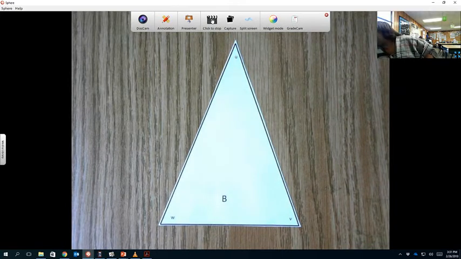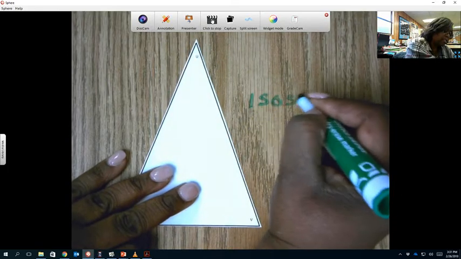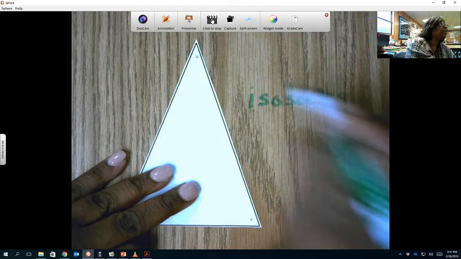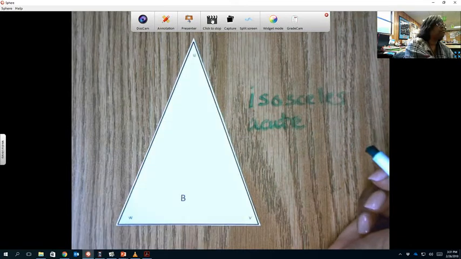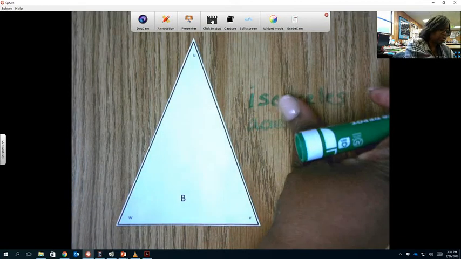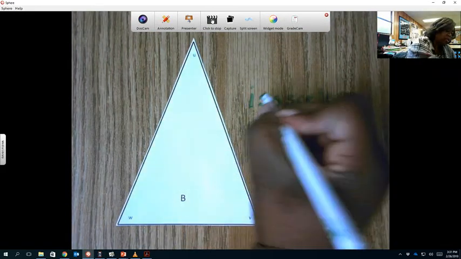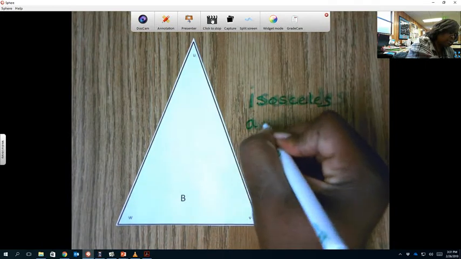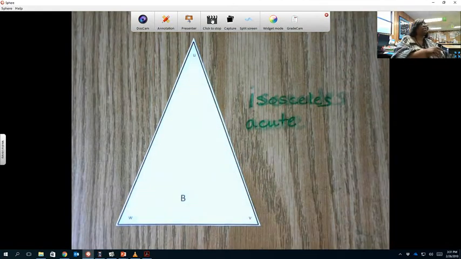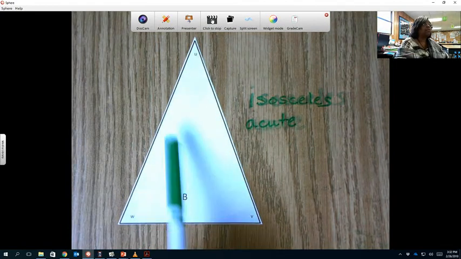I would name this an isosceles acute triangle. I don't know if you guys can see that. I think that's a little bit too light. Let's see if I can write it a little bit bigger, a little bit better. Isosceles acute triangle, because it has two congruent sides and it has three acute angles.